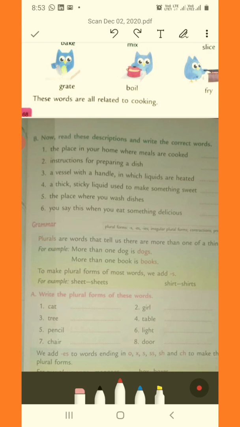3. A vessel with a handle in which liquids are heated. There will be a vessel with a handle in which liquids are heated. What do we call it?